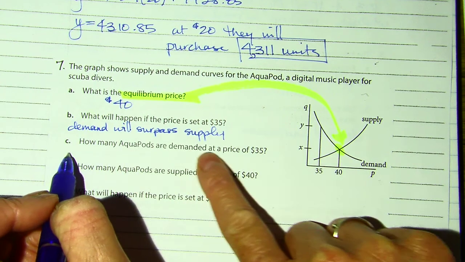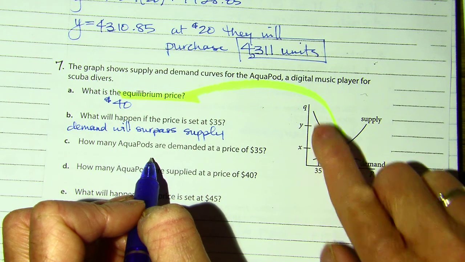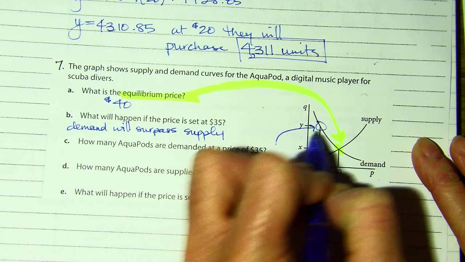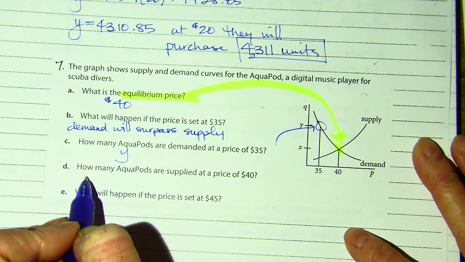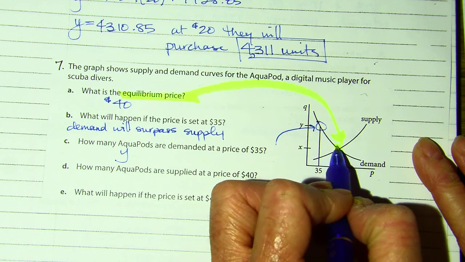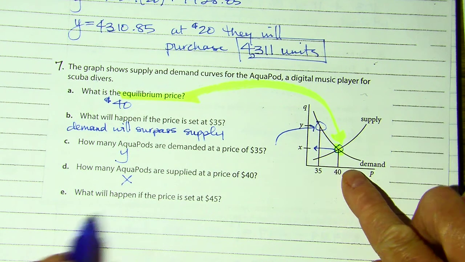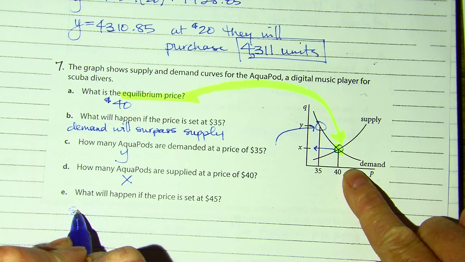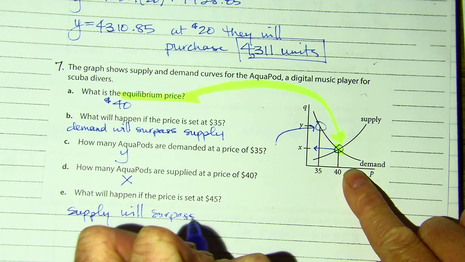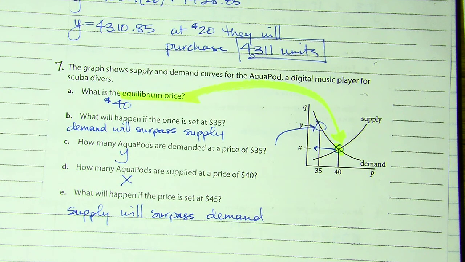How many aquapods are demanded at 35? Right here. So how many pods are demanded at a price of 35? The demand is right here at the letter Y. How many aquapods are supplied at a price of 40? So I'm looking at supply right here, which would be X. What will happen if the price is set at 45? So at 45, supply will surpass demand. And that's very similar to how you'd answer the one on your homework. And that completes that section.